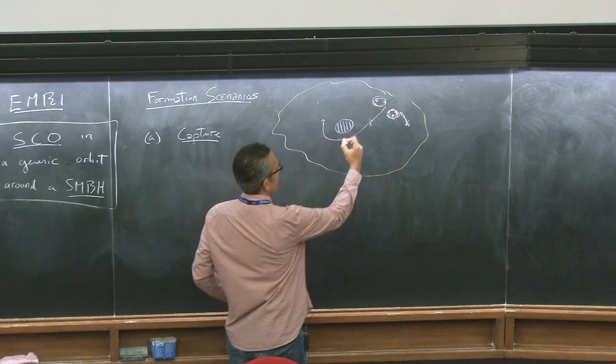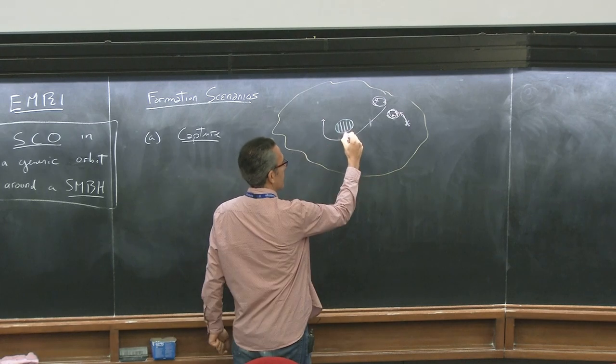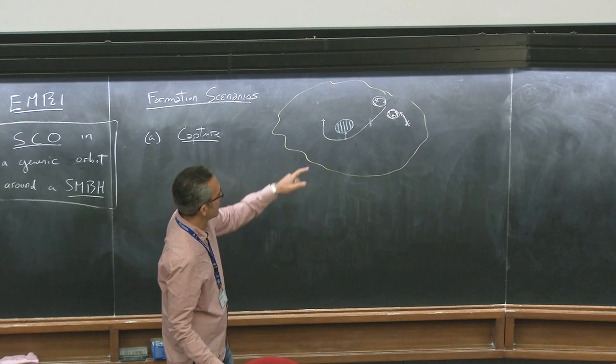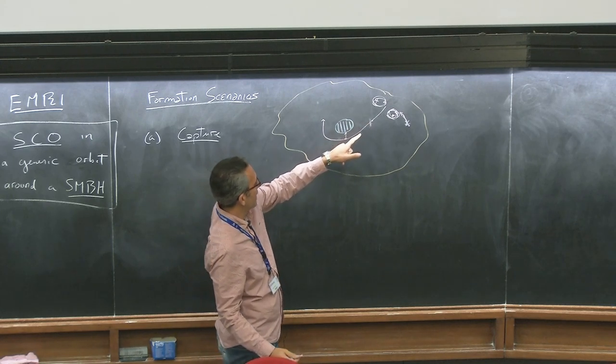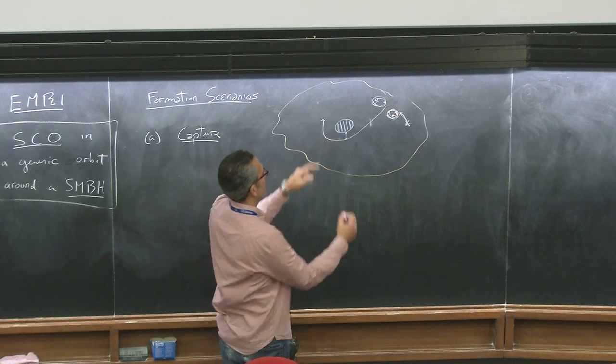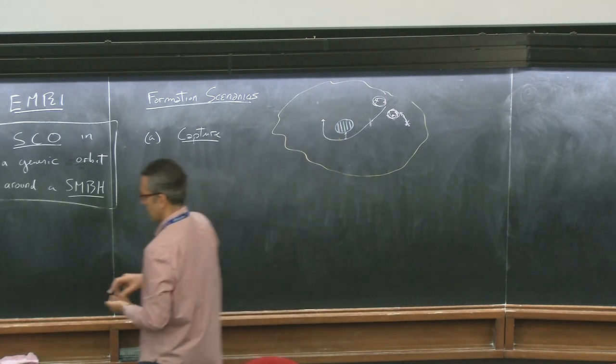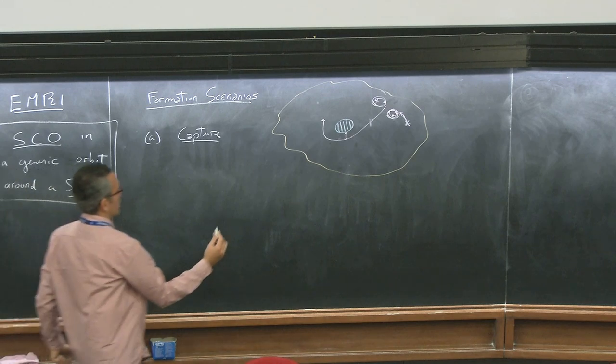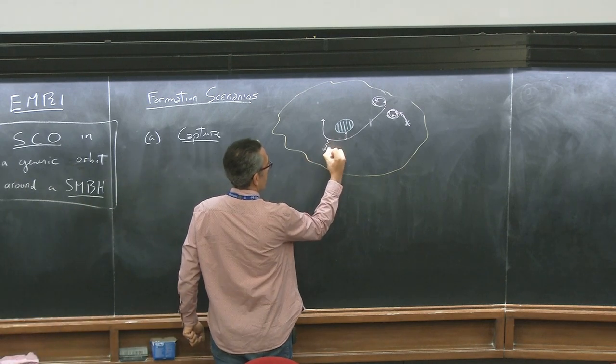And this distance might still be very, very large, right? So this is not a small distance. But what happens is that in the process of coming with a small impact parameter to the supermassive black hole, this small object emits gravitational waves, which everyone knows are white.